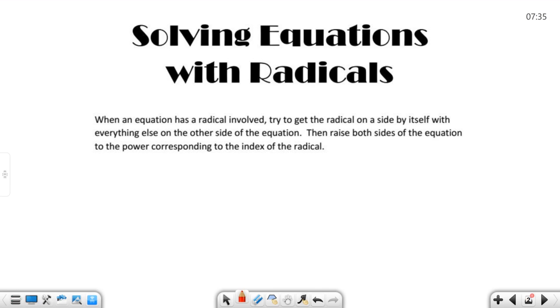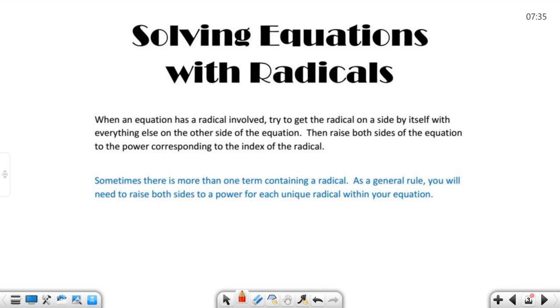The index, like square root, the index is 2. Cube root, the index is 3. So if you have the cube root of something, you cube both sides; square root, square. All right? So sometimes there is more than one term containing a radical.